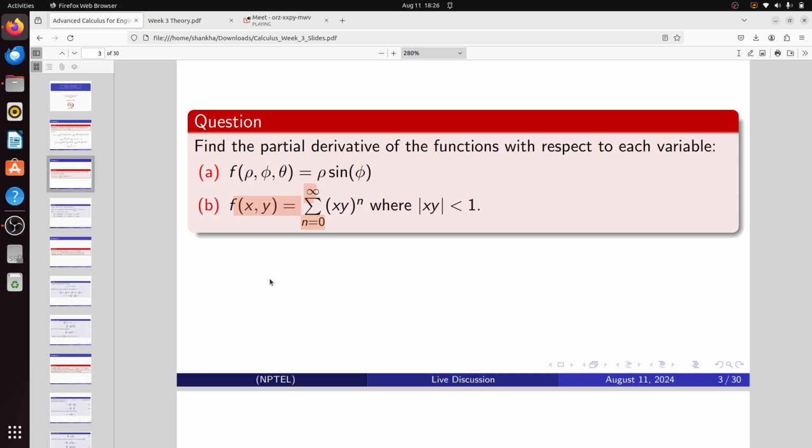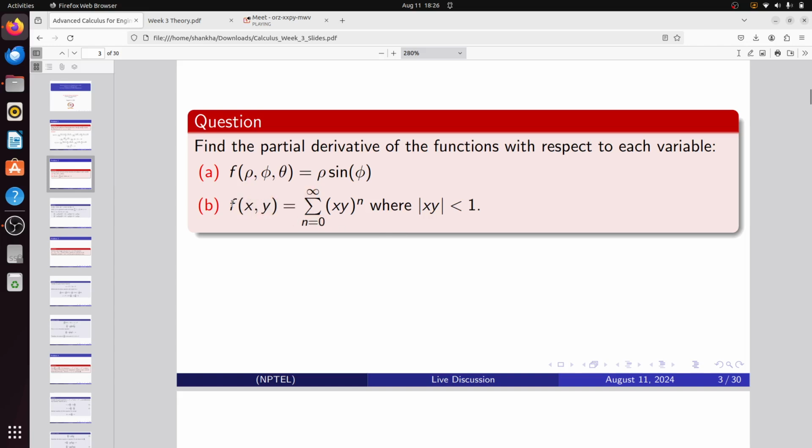Can you remember the series of infinite geometric sums? The series of infinite geometric terms, sigma n equals 0 to infinity r to the power n, converges if and only if modulus of r is less than 1, right? And the infinite sum will be 1 by 1 minus r, right?